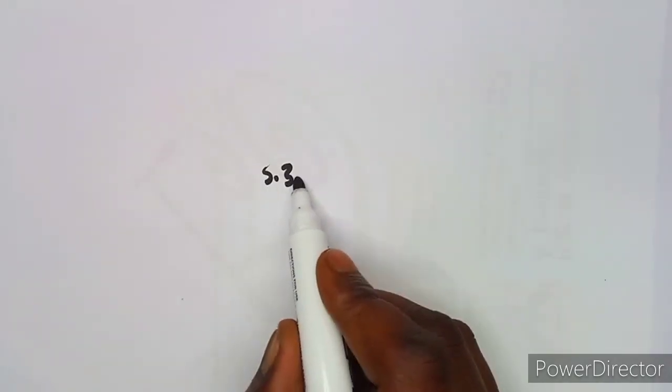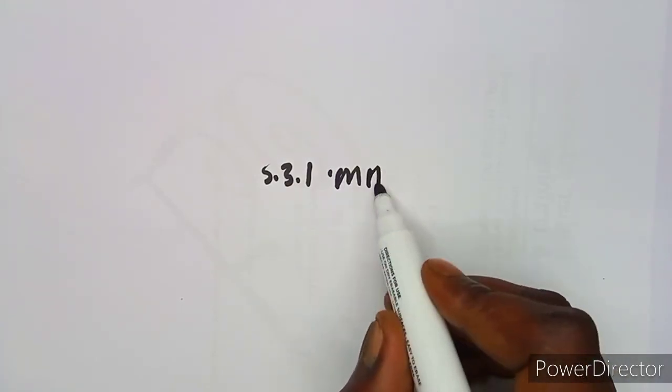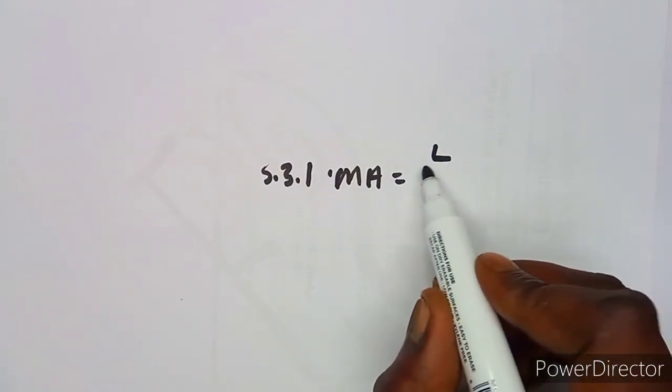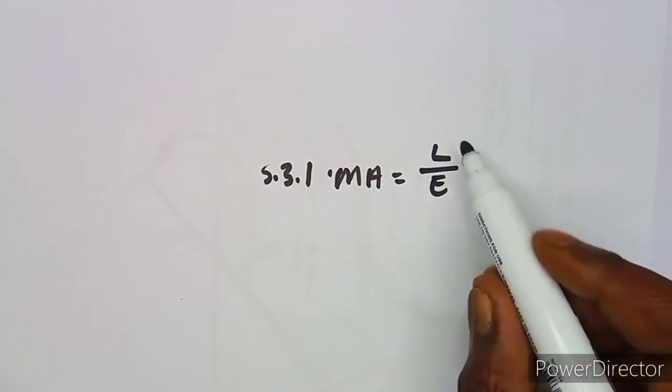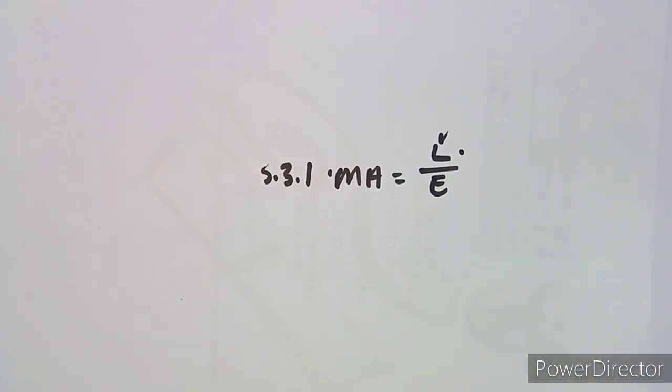So this is 5.3.1. We want to calculate the mechanical advantage. We said the mechanical advantage from the formula that I showed you is load over effort, which means mass of load times the gravitational acceleration over mass of effort times the gravitational acceleration.